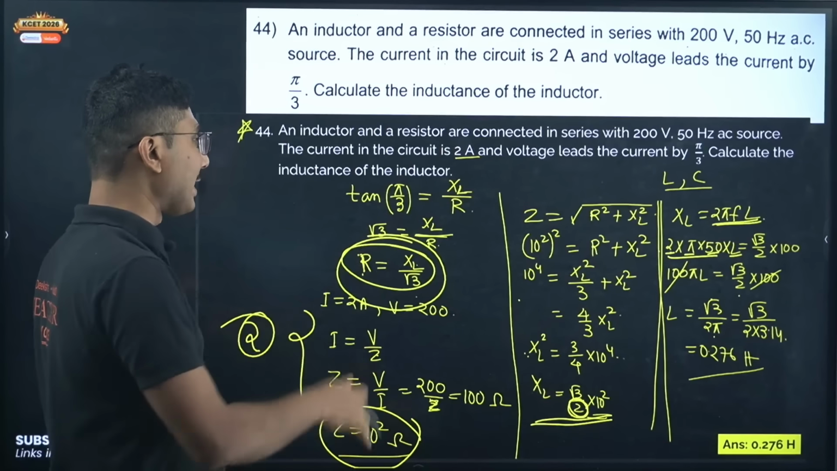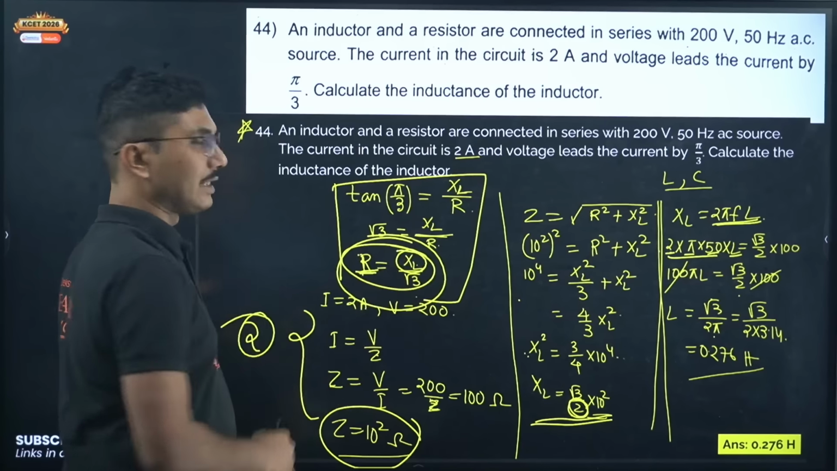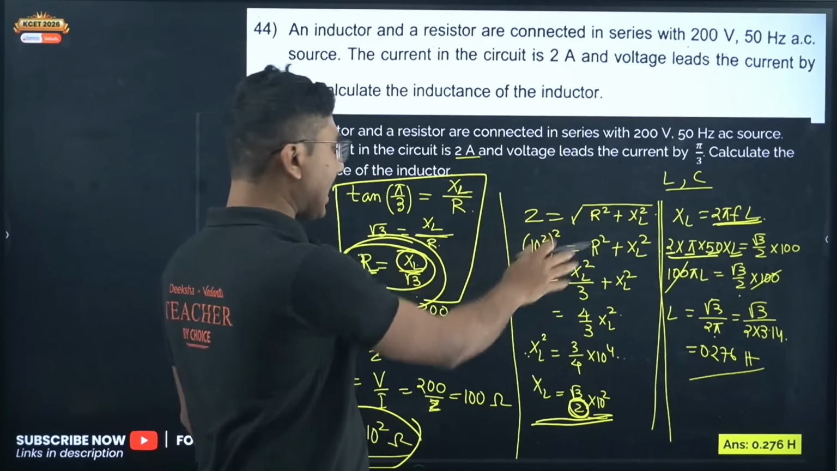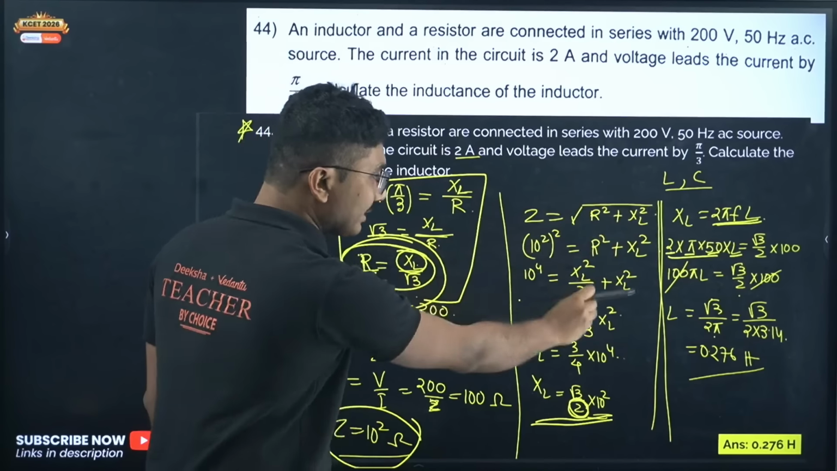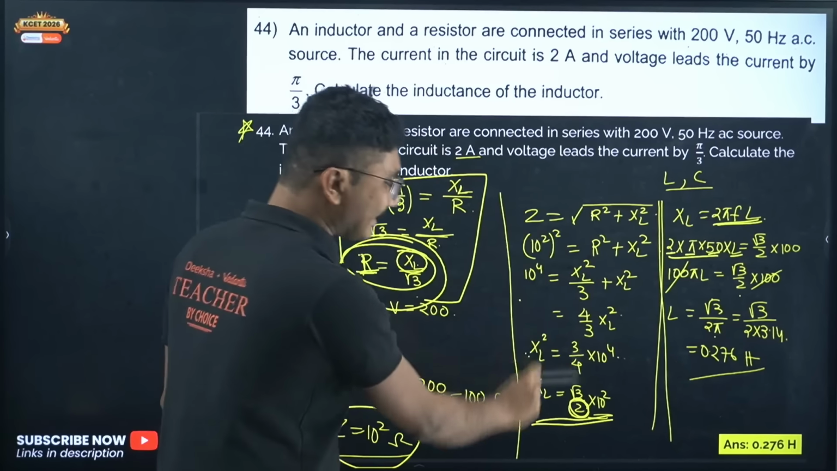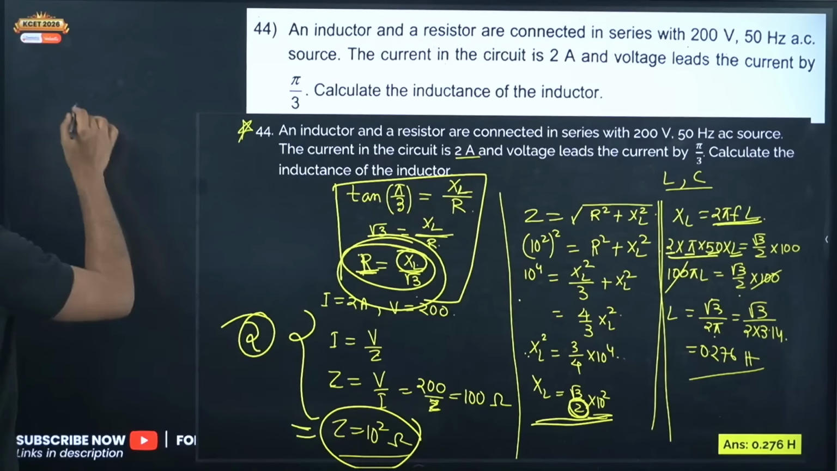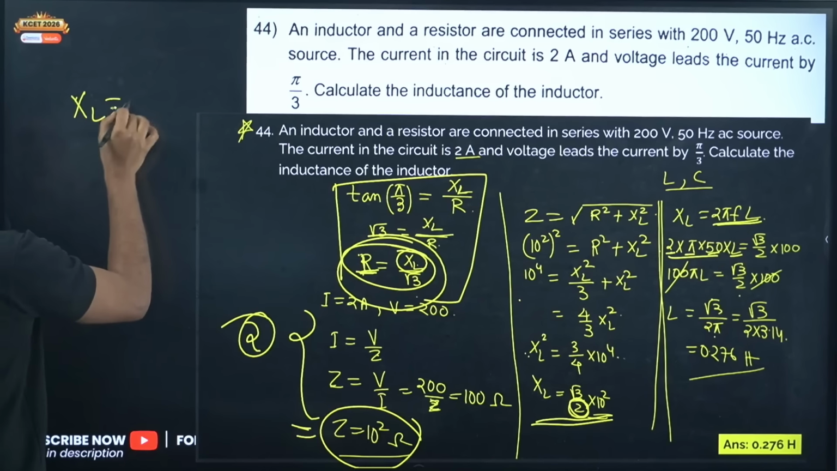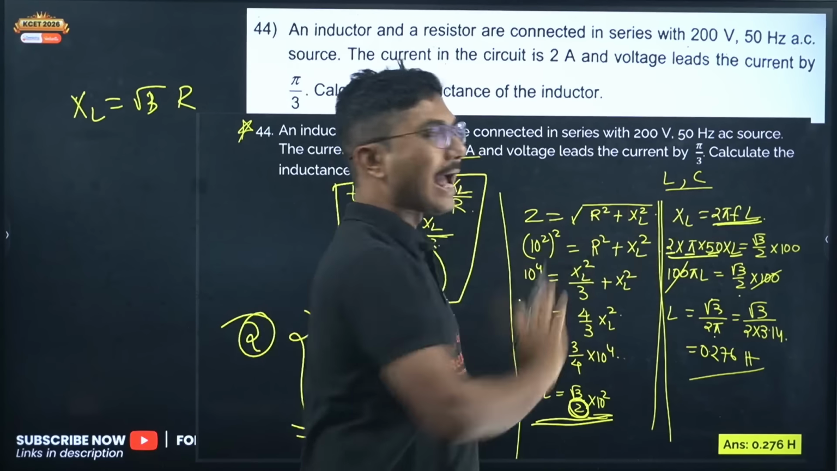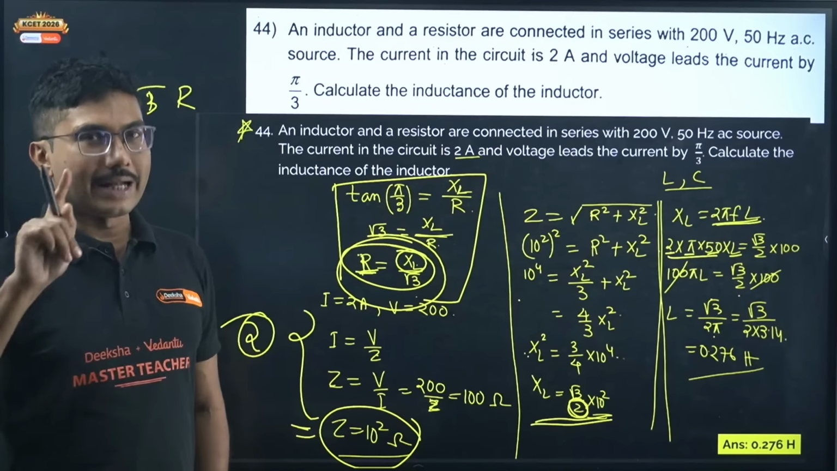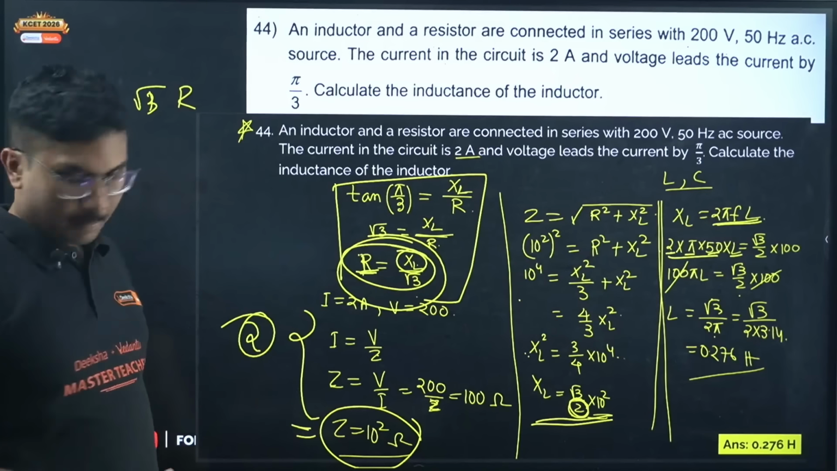You may have assumed that, but from this you are supposed to get the relationship between R and XL. Once you are done with that, you calculate the Z value, put this R value in this equation, then you calculate the required XL, and then you calculate the answer. Maybe you have done one thing: you have calculated XL equals root 3R, and then you calculated the R value and used that to calculate L. Maybe that's the mistake you have made. That is the mistake most probably you have made.